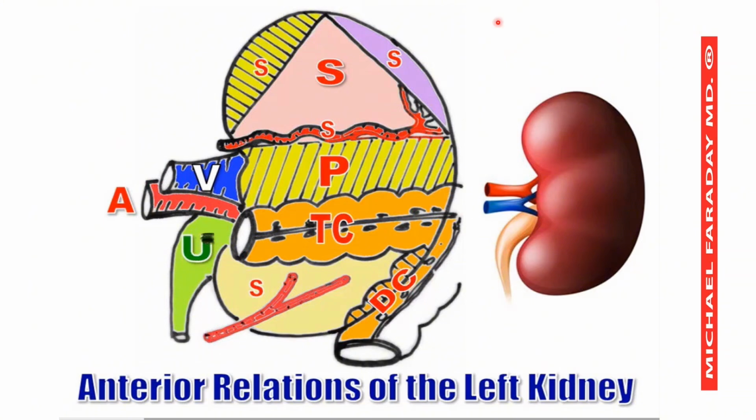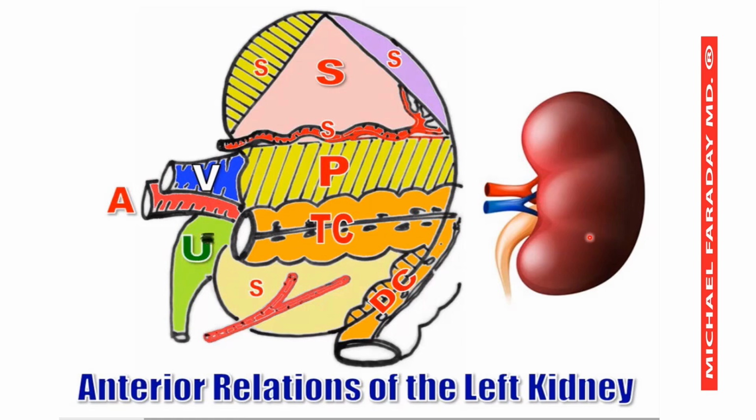Okay, again, upper medial, for the left kidney, we have the left suprarenal gland. Upper lateral, we have the spleen. Here we have the stomach. Here we have the splenic artery, the body of the pancreas, transverse colon, descending colon, small intestines, ascending branch of left colic artery. For the hilum, we have the renal vein, the renal artery, and then the pelvis of the ureter.